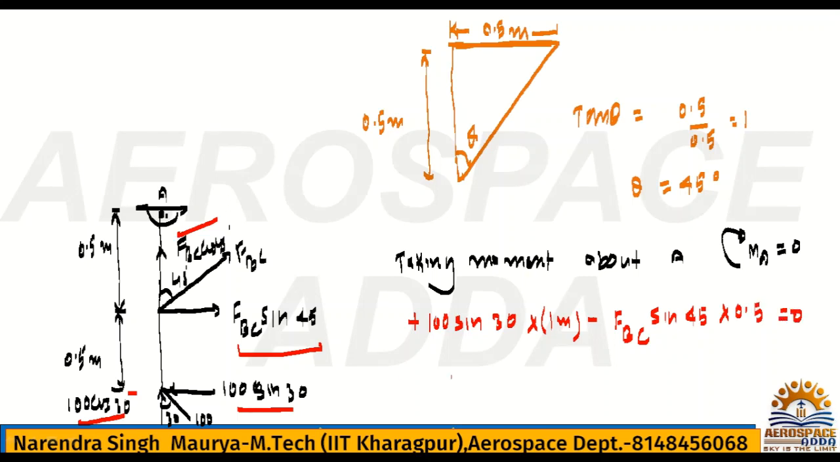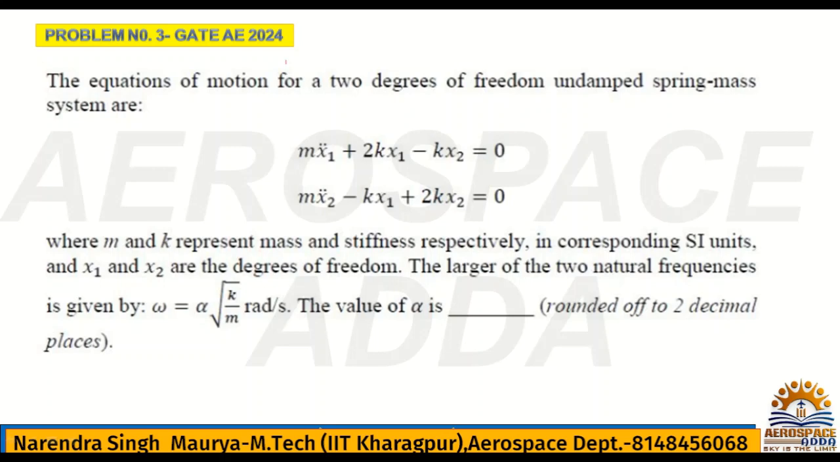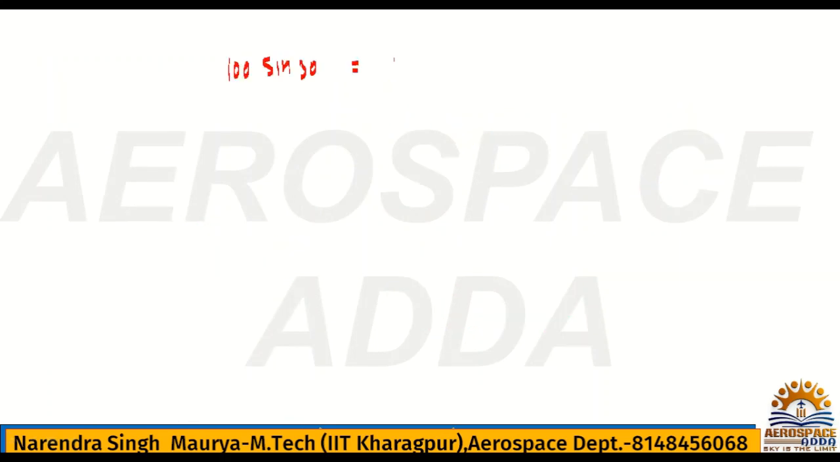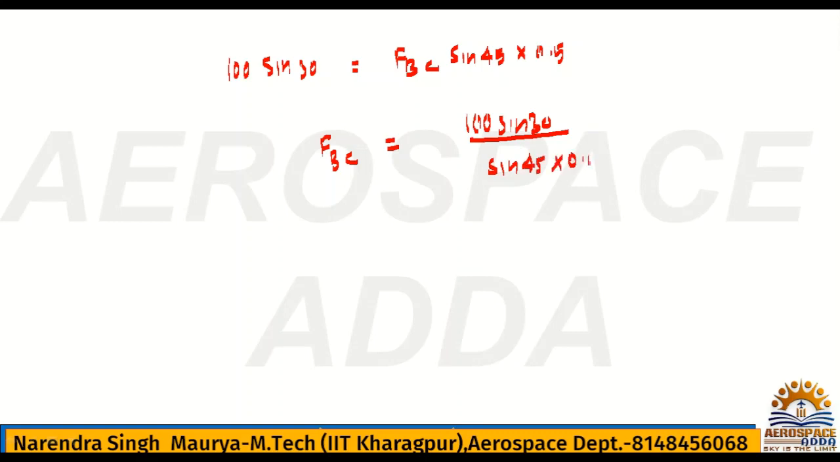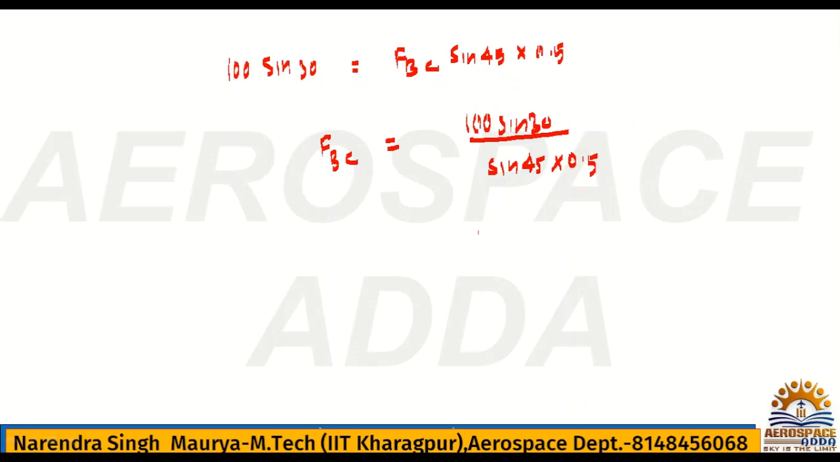Now if you solve this, what will you get? Check, 100 sin 30 into 1 will be the same value, and this is nothing but F_BC sin 45 times 0.5. What is F_BC? It's 100 sin 30 divided by 0.5, and then sin 45. Is it a sin or cos? Right, sin, no? Same value, sin 45, we just write the value.